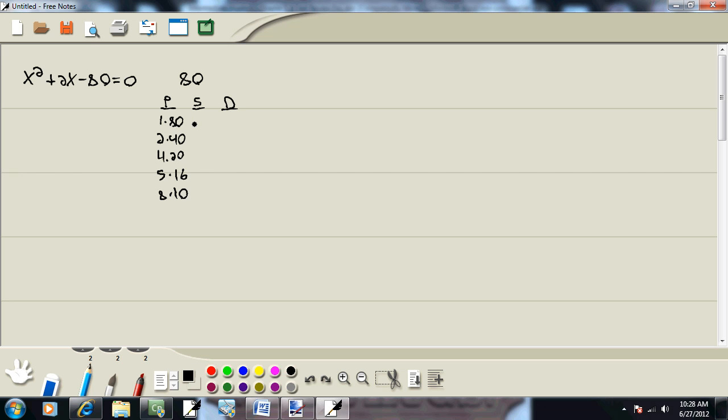Now add them. 1 plus 80 is 81. This is the sum column. 2 plus 40 is 42. 4 plus 20 is 24. 5 plus 16 is 21. 8 plus 10 is 18. The difference column, subtract smaller from larger. 80 minus 1 is 79. 40 minus 2 is 38. 20 minus 4 is 16. 16 minus 5 is 11. And 10 minus 8 is 2.